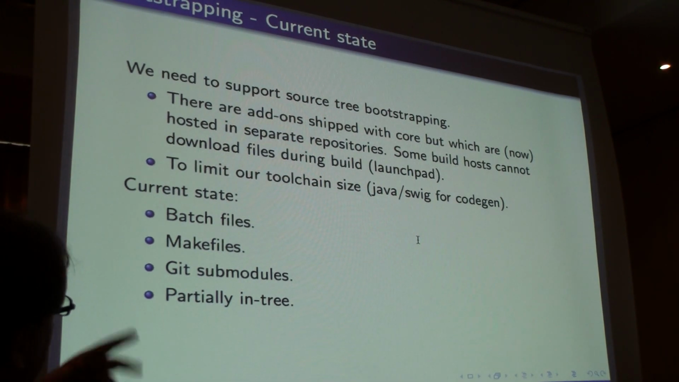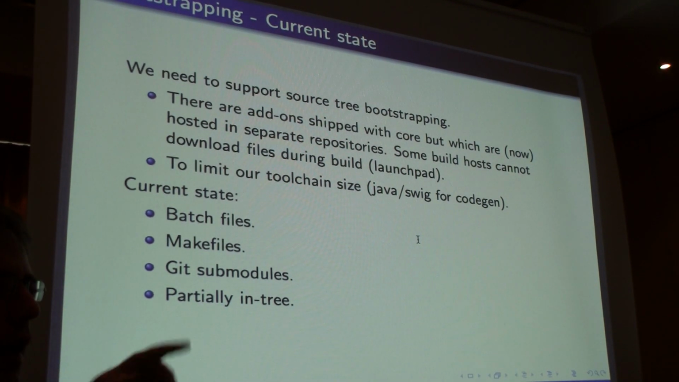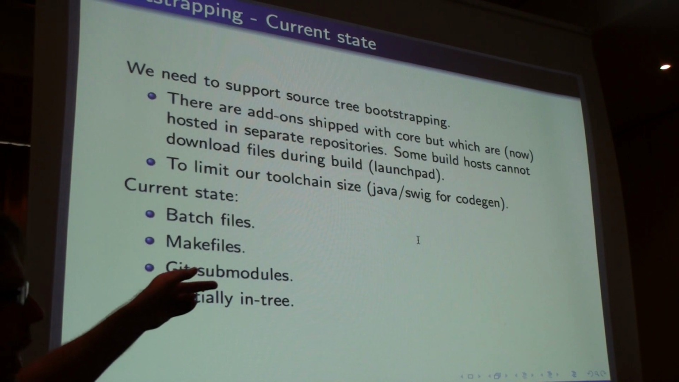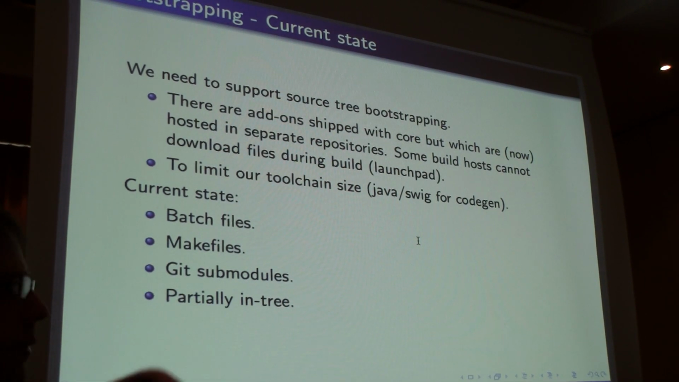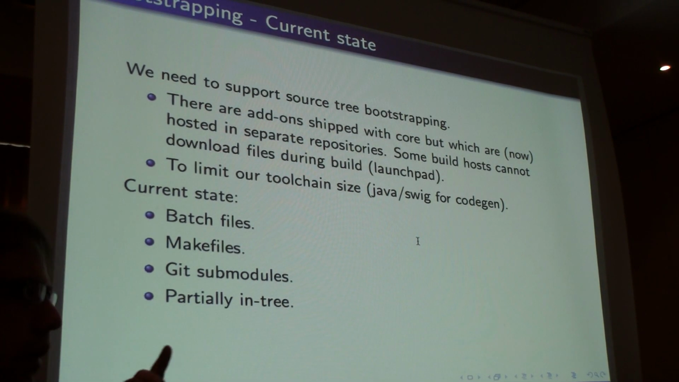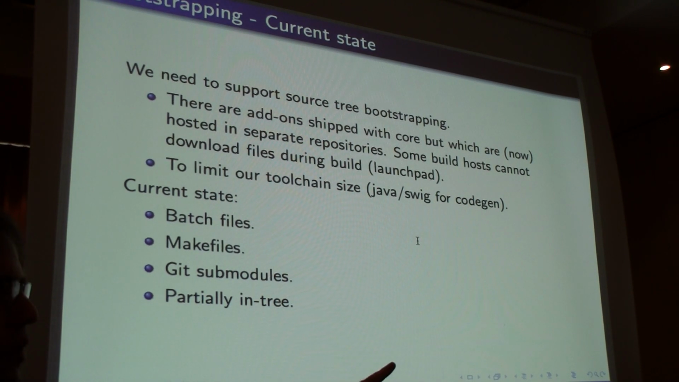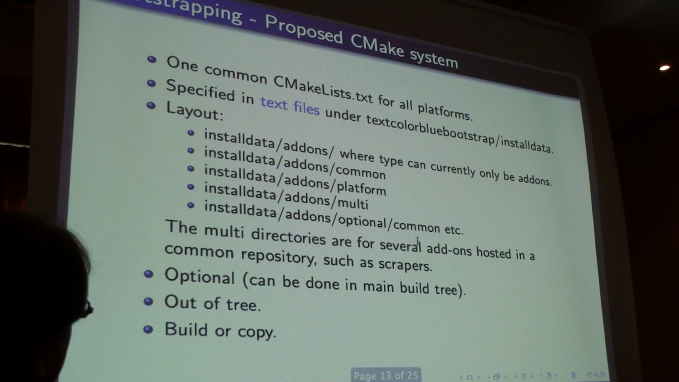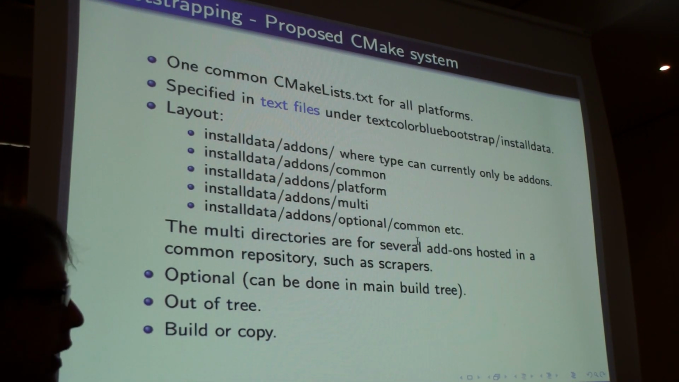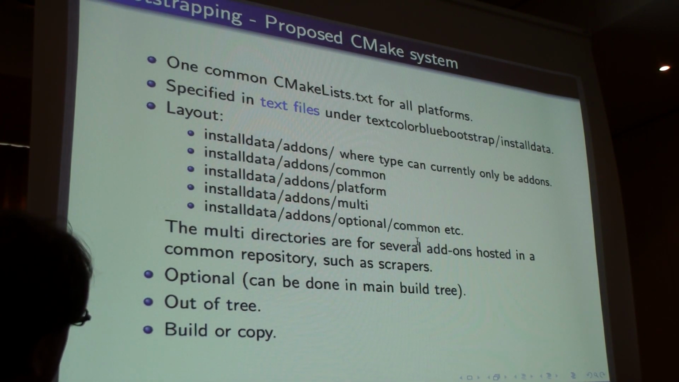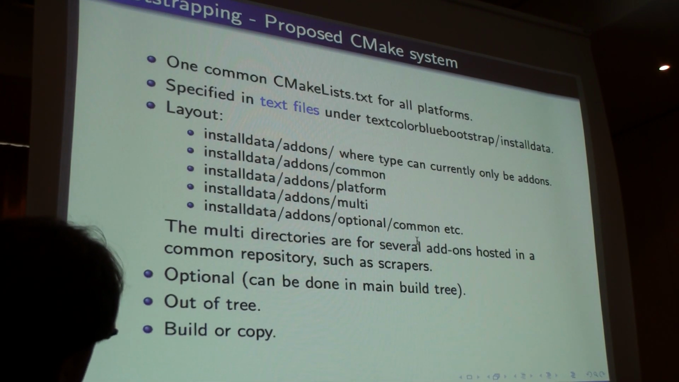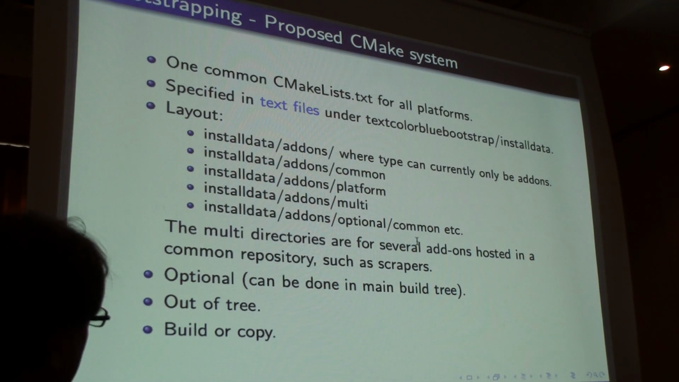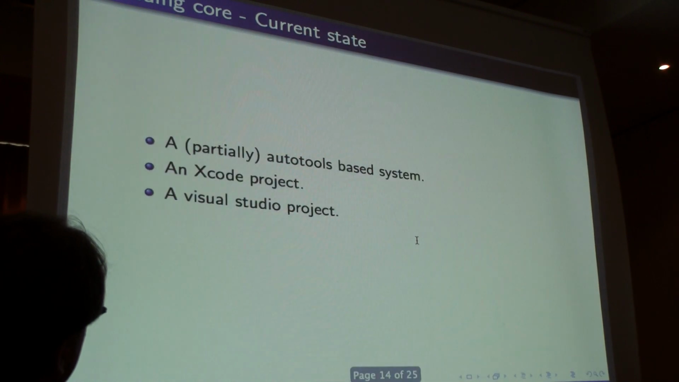So bootstrapping. Currently we have a bunch of different things for bootstrapping. One of the things is we don't want to include Java for all the Swig stuff for code gen. So we want to be able to run a bunch of bootstrapping in order to generate the add-on API, for instance. And there's a bunch of different things that we use for that. So there's a proposed system under CMake as well, and you can go and have a look at that later on if you wish. But basically CMake handles all of that as well.